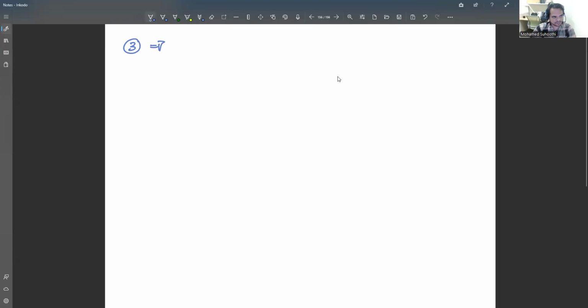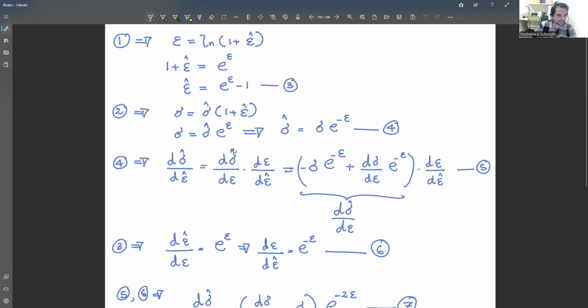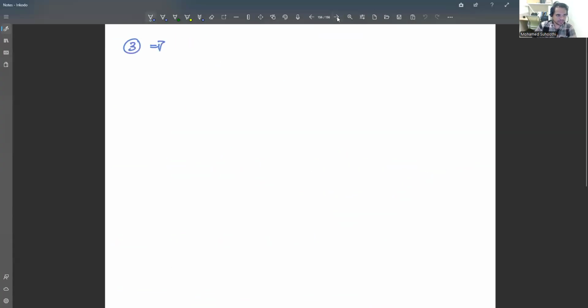Equation number three. What is equation number three? This one, right? That means nominal strain equals e to the power true strain minus one. We studied something in Taylor series, right? In Taylor series, we studied this one: x squared over 2 factorial, x cubed over 3 factorial, something like this, right?